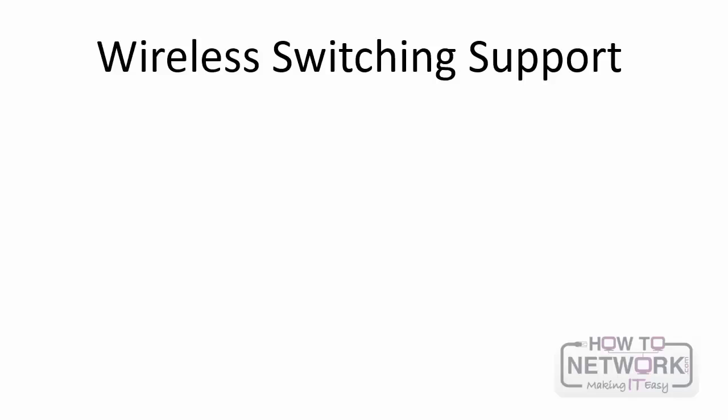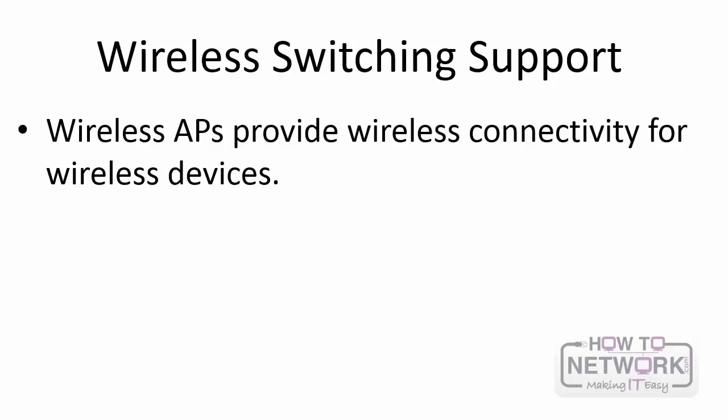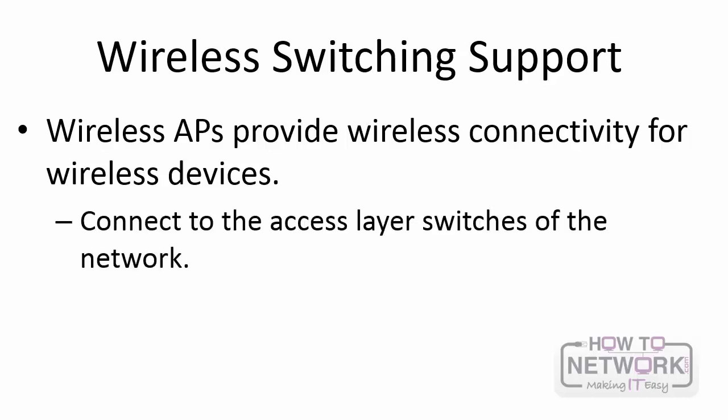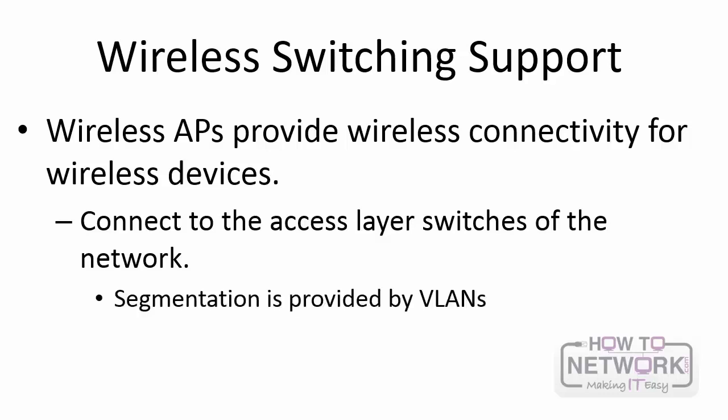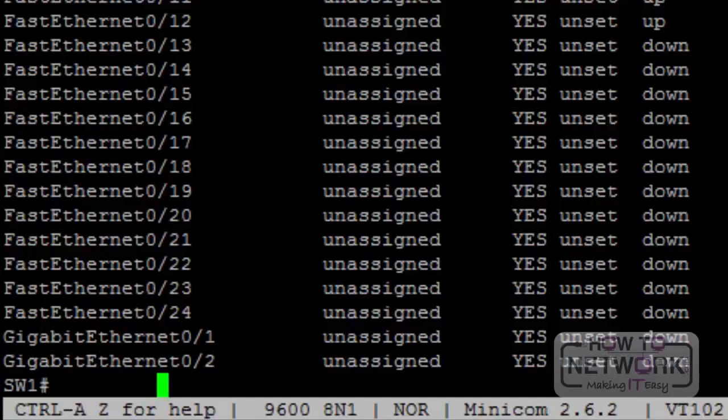Now let's move on to wireless. So as you know, Cisco wireless access points provide wireless connectivity for laptops, mobile phones, or anything else that requires wireless access. But these access points connect to access layer switches on the network, and you need to provide segmentation between wired and wireless implementations, and that's normally done through VLANs. So in order to support a particular access point, you should configure the switch in a certain way.